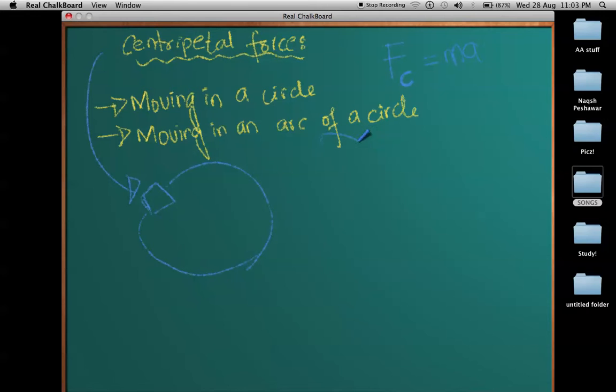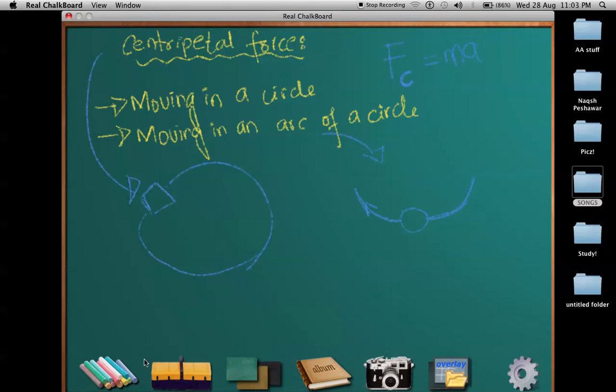Or whenever an object moves in an arc of a circle, like let's say this is the object and it moves somewhat like this. From here, it will go here, then come back here, then here. This is an arc of a circle. There exists a centripetal force. Now, what is the centripetal force? Let's talk about that.